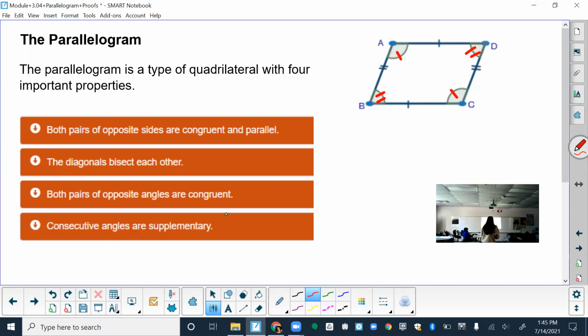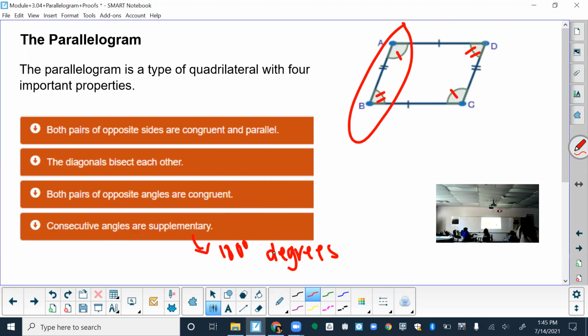Lastly is that consecutive angles are supplementary. So angles that are next to each other, like this way, those are supplementary. They equal 180 degrees. They're also supplementary this way too, so those would also equal 180 degrees. Questions about that?